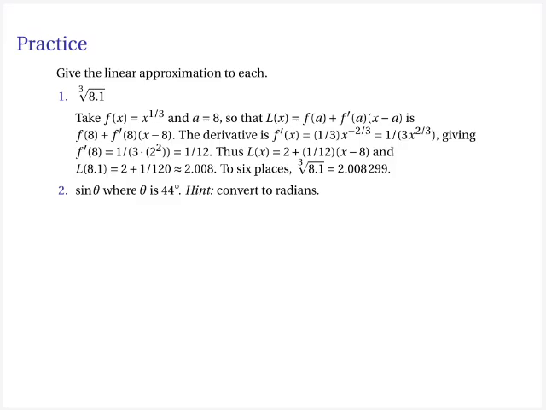Okay, cube root of 8.1. The natural thing is to look at f of x equals cube root of x, and a equals 8. Then you plug in the equation of the tangent line. There it is, the first order approximation, the equation of the tangent line, and when you do, you get 2.008, whereas for comparison on a calculator, cube root of 8.1 is 2.008 and then a 299. So awfully good.